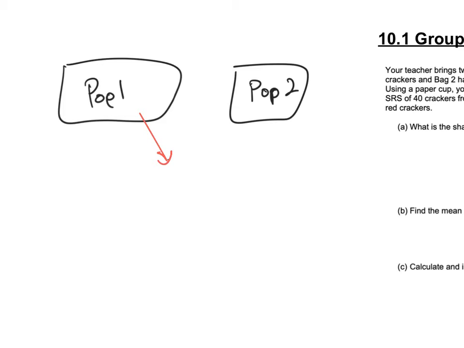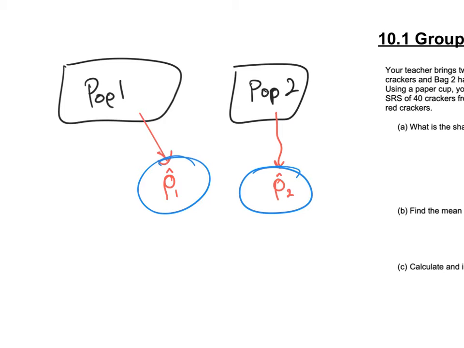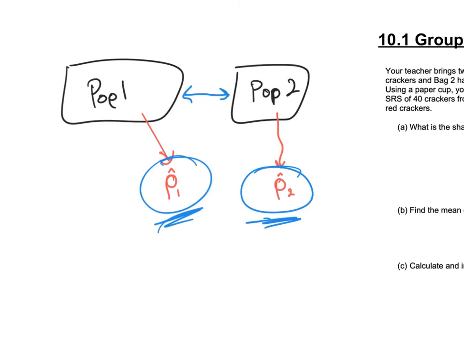So out of population 1, we're going to find a proportion. We'll call it proportion 1. And out of population 2, we're going to take a proportion there. What we're most concerned about is, is there a difference between these two? There might be a subtle difference between those two, but we're hoping that it relates us to the difference between the true proportion of population 1 and the true proportion of population 2.